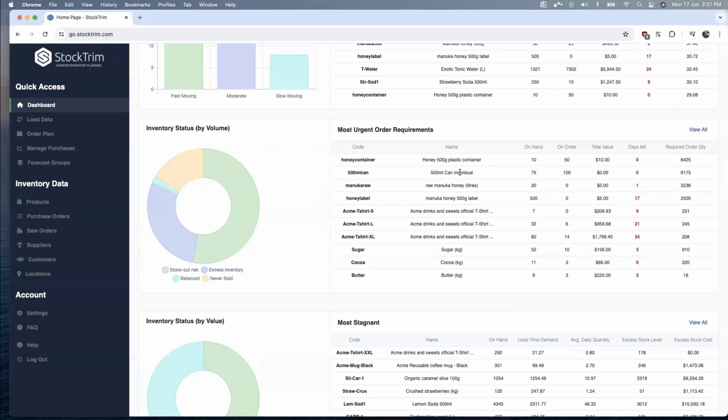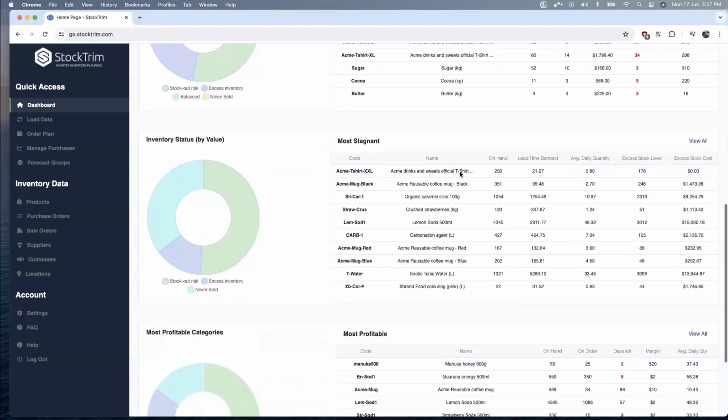The most stagnant items are the opposite. These items have a large amount of stock on hand, but lower demand, where you have excess stock and it's taking up valuable working capital by having these items sitting around on the shelf. You want to pay attention to these and move them on as soon as you can, either through a promotion or some other way to free up that working capital.